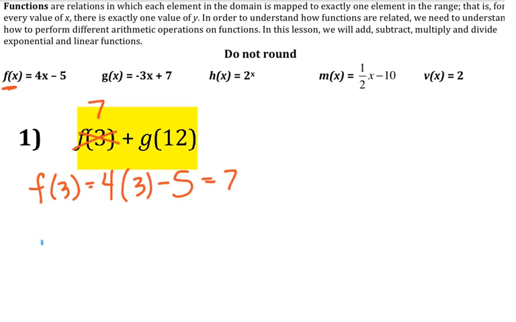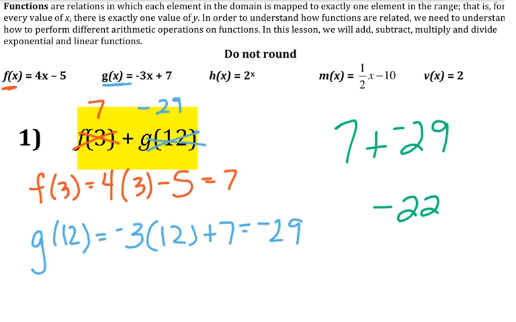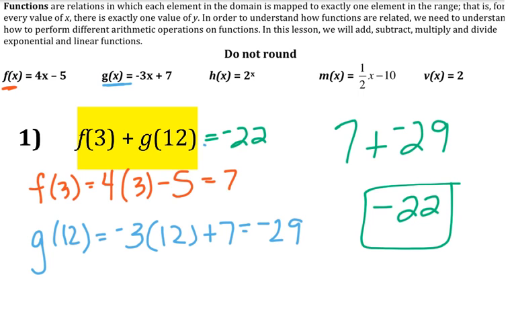The next one I'm going to do is g of 12. I'm going to use this function because that's g. So negative 3 times 12 plus 7, that's going to be negative 36 plus 7, which is negative 29. So instead of g of 12, that's really negative 29. So what I'm going to say is 7 plus negative 29, and that simplifies to negative 22. So that is what f of 3 plus g of 12 is equal to, and that's my answer.